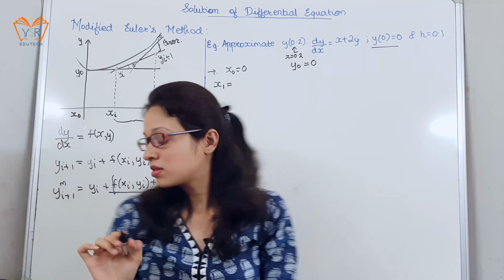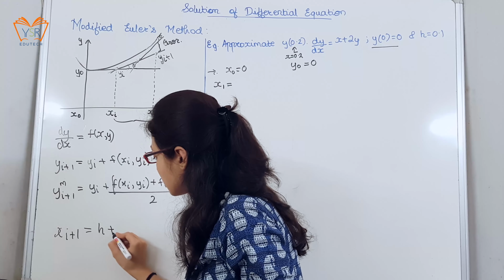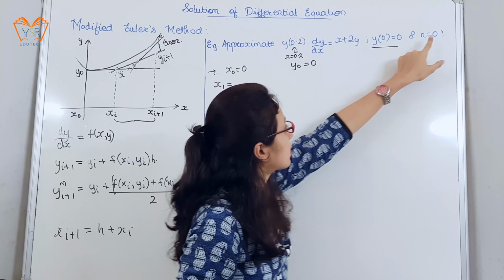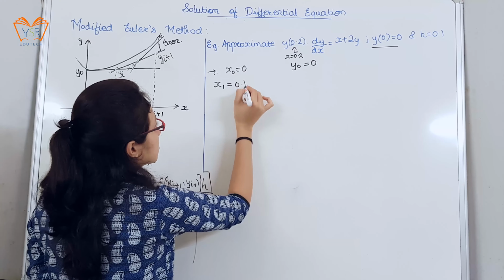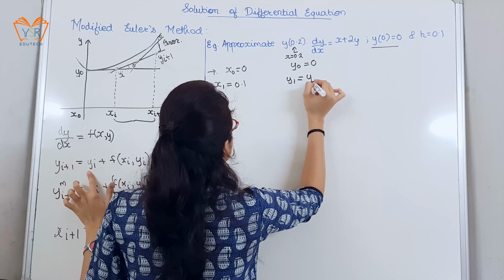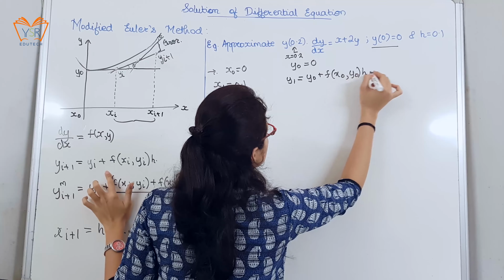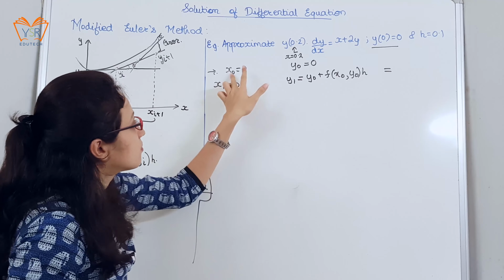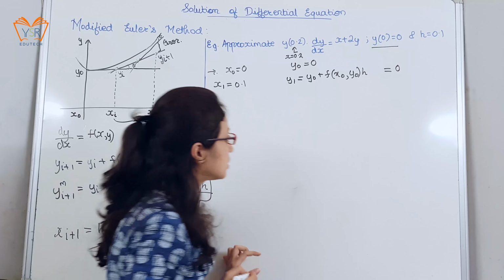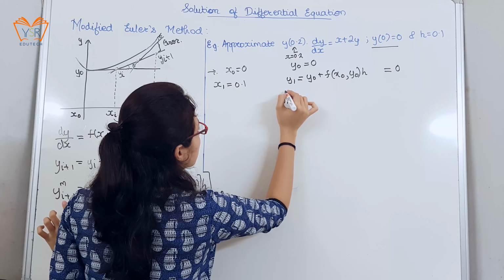So now we will calculate x1. We know that xi plus 1 is calculated by step size plus xi. So x1 will be 0 plus 0.1, that is 0.1. So y1 will be, calculate y1 from this formula, y0 plus f of x naught comma y naught into step size. If you put the previous values, you will get the value 0. It is 0. So now we will calculate y1 modified.